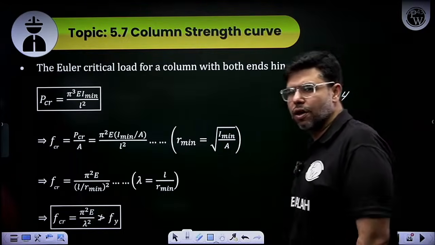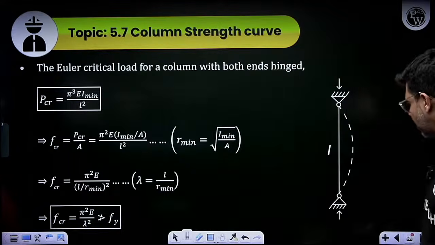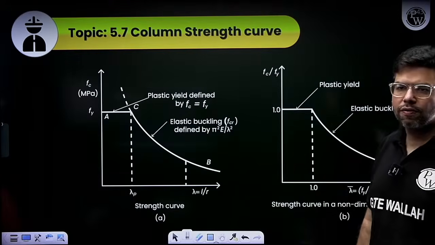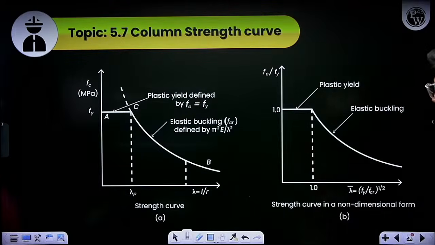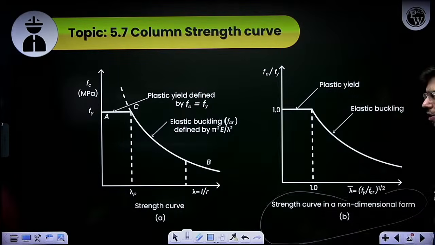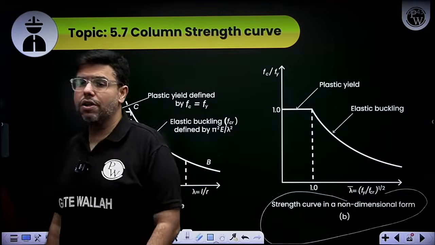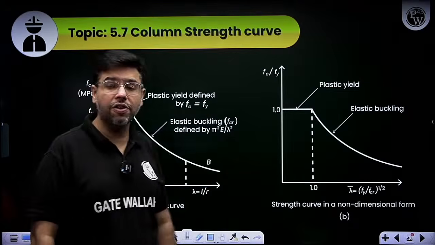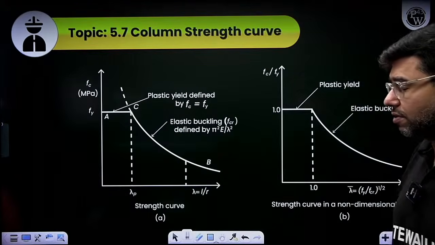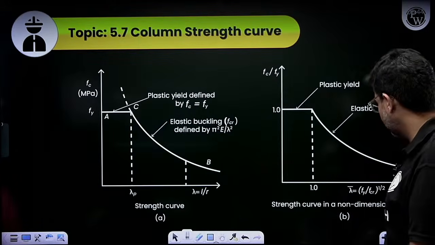Now Euler's critical load, you know, that is FCR is equal to pi squared E upon lambda squared, and this should not be greater than Fy. So with the help of this, you can plot a column strength curve like this. This you have seen in strength of materials, so I am not going into detail. And this is the non-dimensional form of the column strength curve. But this Euler's column strength curve we will not use, because it does not account for the imperfections in the column, that is any accidental eccentricity, etc., or initial crookedness. These are the various imperfections that can occur, or stress concentration, etc.